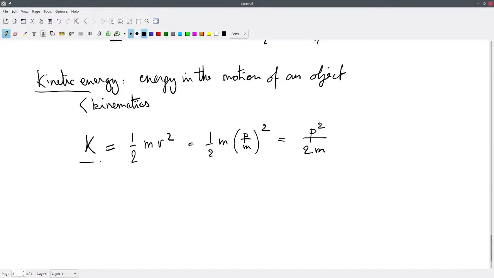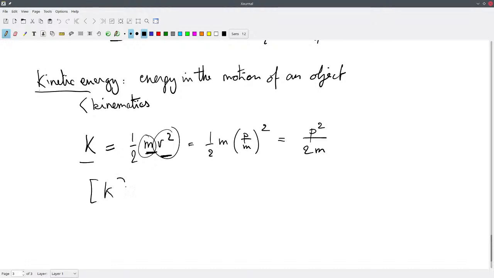So the kinetic energy depends on the mass and the velocity. An object with a larger velocity and equal mass will have a higher kinetic energy. If you go faster in your car, you'll have more kinetic energy. If you're going just as fast as a truck, the truck will have more kinetic energy because it has a larger mass. That's how kinetic energy behaves.